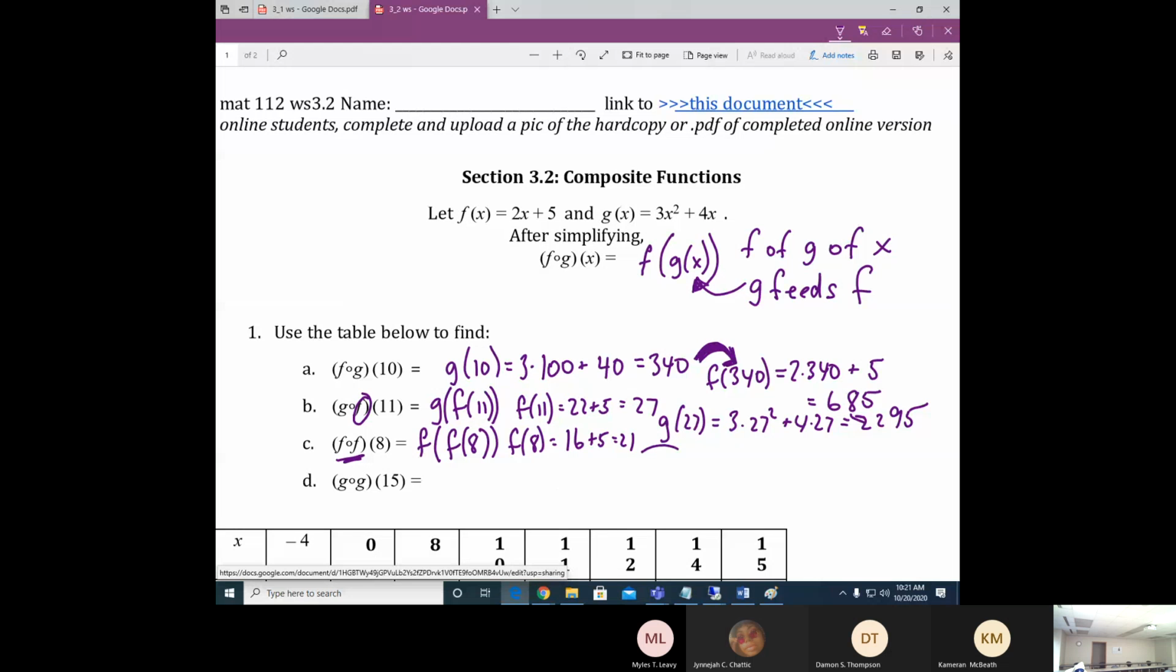Take 21, feed it into f again. F of 21 equals 2 times 21, 42, plus 5 equals 47. So I just take f evaluated at 8, whatever that gives me for output, feed it back into f, giving me f composition of f. I like to just say f of f of 8. And there's my answer.